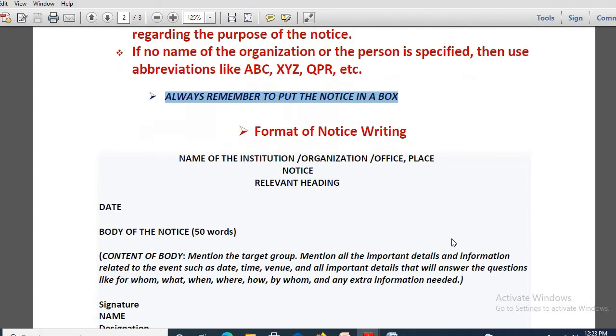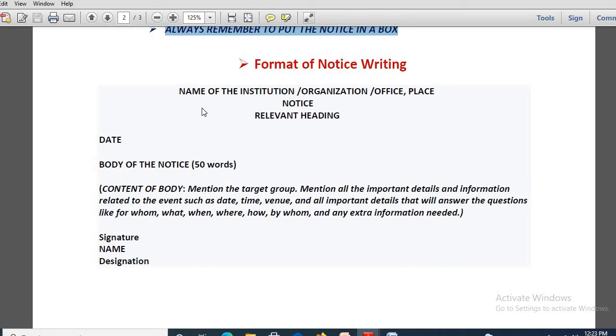Now, format of notice writing. The name of the institution, organization, office, or place has to be mentioned at the very top. Then it should be followed by the word notice. Then you have to give a relevant heading. Then on this side you have to give the date. The words related with the body of the notice are actually counted. That is 50 words.